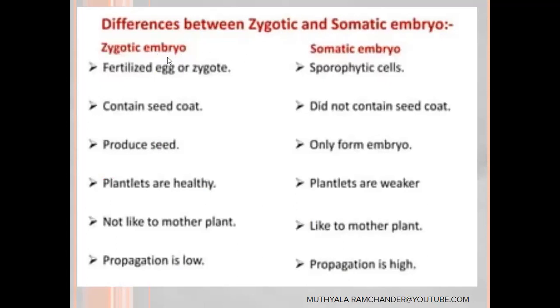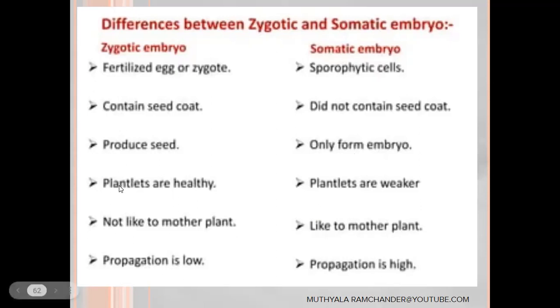See, zygotic embryogenesis is formed from the fertilized egg. The fertilized egg is also called a zygote. But in somatic embryogenesis, we take diploid sporophytic cells from the vegetative parts of the plant like root, shoot, leaf. A zygotic embryo contains a seed coat. A somatic embryo does not contain a seed coat. Zygotic embryos produce seeds. Somatic embryos form only embryos, not seeds.